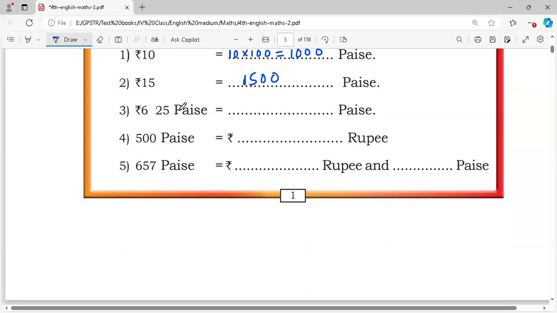1500 paise. 6 rupees 25 paise means 625 paise. 500 paise is equal to dash rupees, means 500 divided by 100 is equal to 5 rupees. 657 paise is 6 rupees 57 paise.